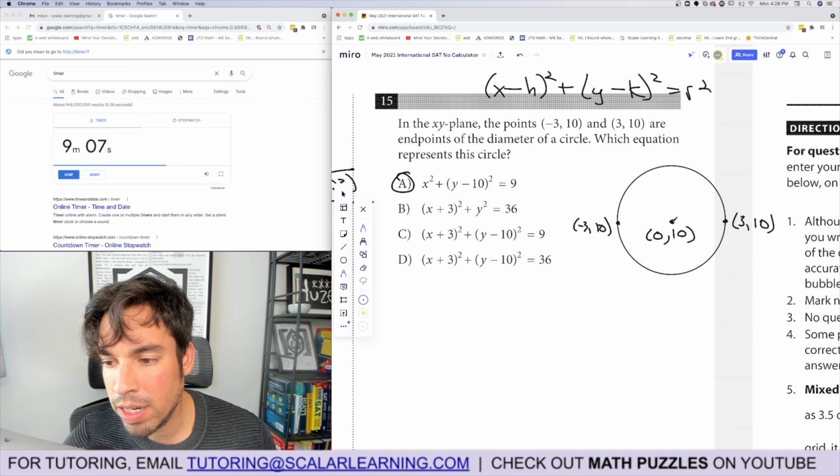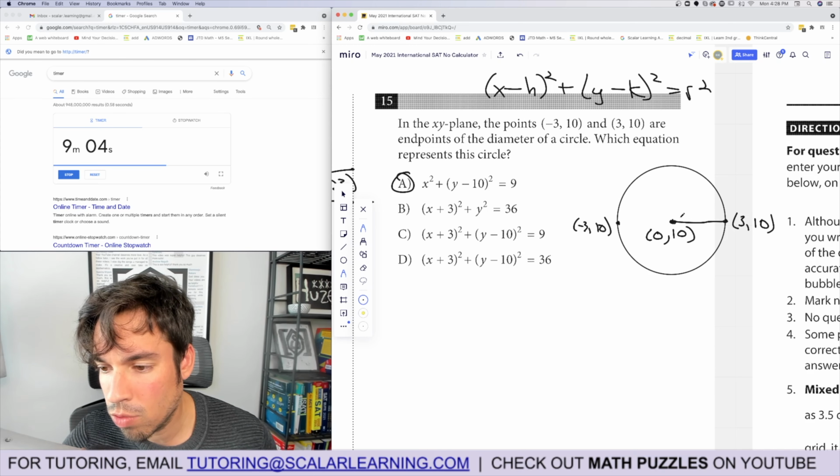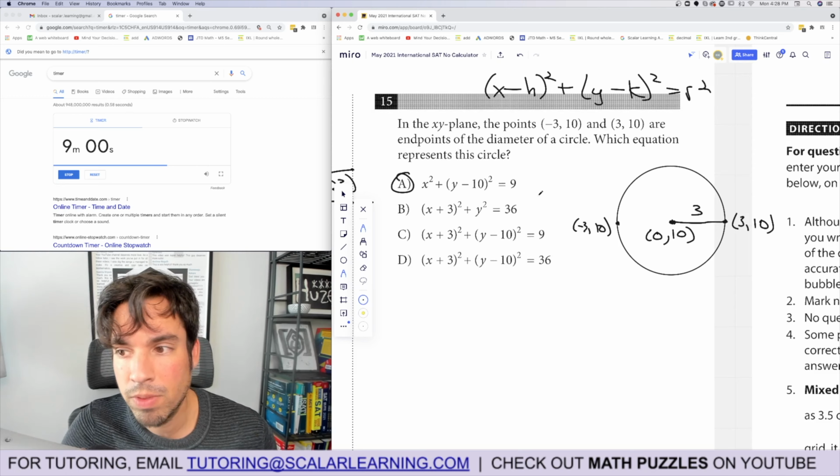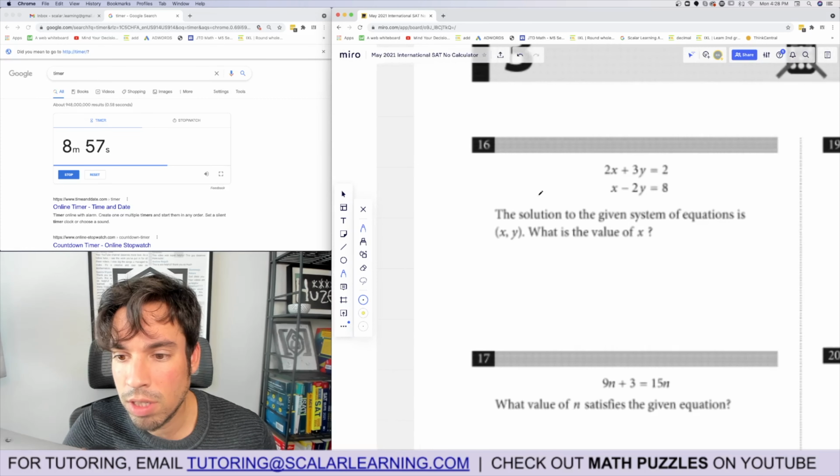On this side needs to be the radius squared. Well, isn't this radius 3, right? Because from 0 to 3 is a distance of 3. 3 squared is 9. Boom, done. Double verified. Let us go to number 16.